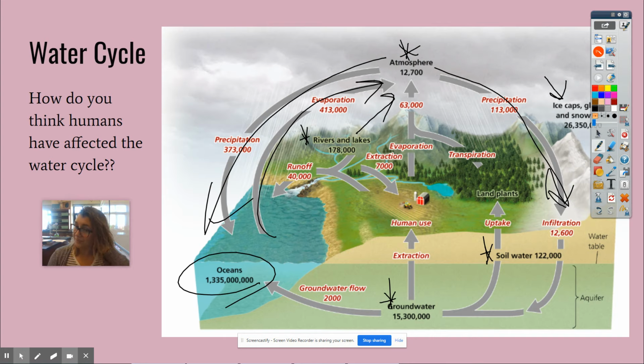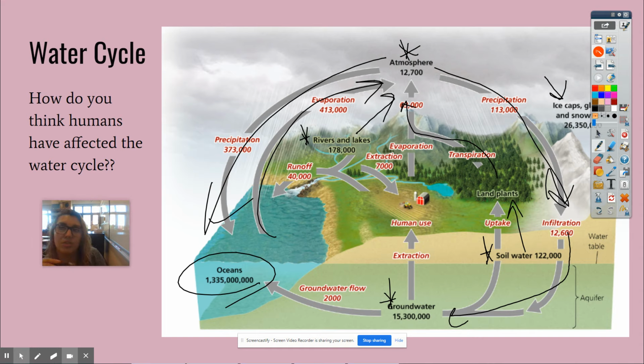Once it falls and it's in the soil, we have two options. Part of that water is going to go into our groundwater. The other part is going to go into land plants. Plants need water to grow. They use their roots, they suck it up. Any extra water is going to be lost back to the environment through transpiration.